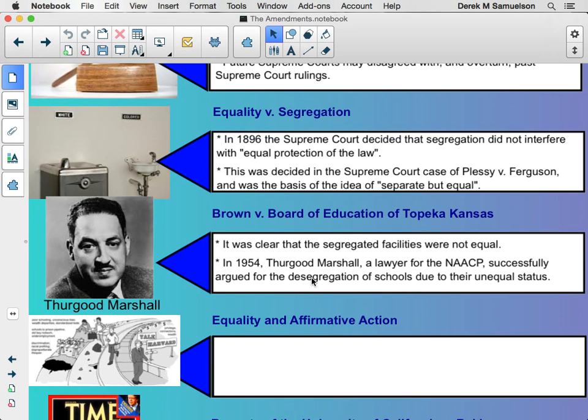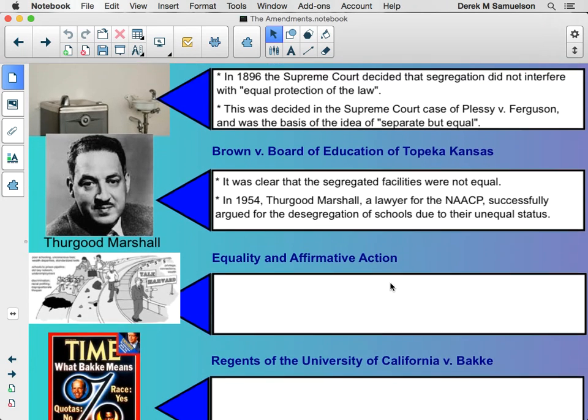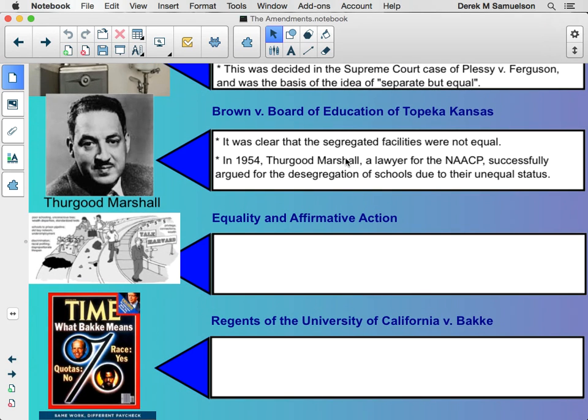So in 1954, Thurgood Marshall, this guy right here, superhero Thurgood Marshall, who was at that time a lawyer for the NAACP, that's the National Association for the Advancement of Colored People, successfully argued for the desegregation of schools because of their unequal status. It was a case where the Supreme Court was able to look at it and pretty easily determine that separate but equal was not working, and it was a violation of constitutional rights. This was in the famous Supreme Court case of Brown versus the Board of Education of Topeka, Kansas.